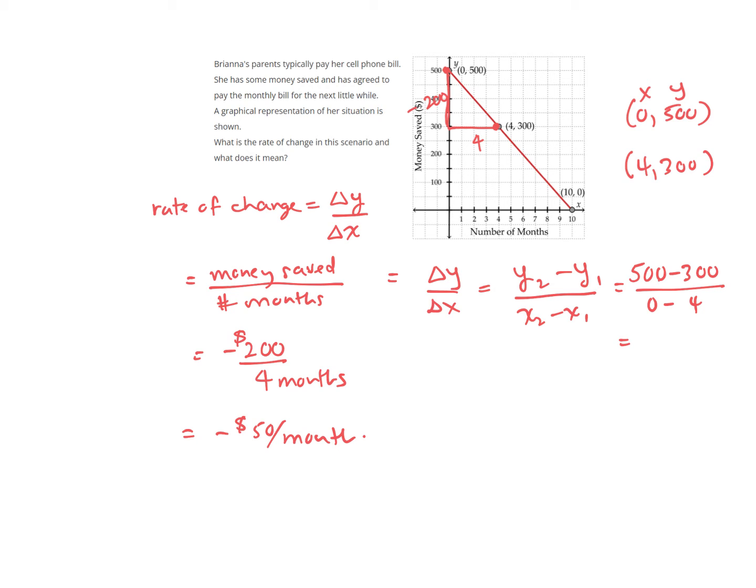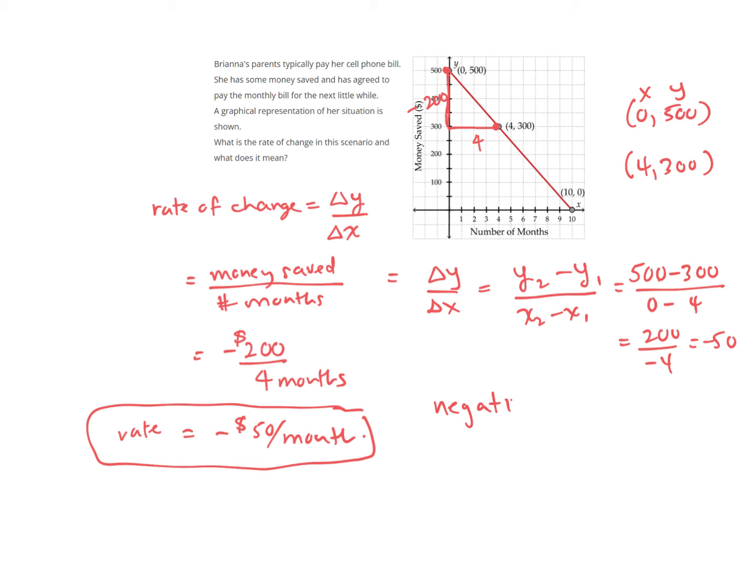So 500 minus 300 is 200. 0 minus 4 is minus 4, which is also 50. So you can count on the grid, or you can take 2 points and subtract the y's and then subtract the x's. So each case you're going to get the same result, minus $50. So it's a negative correlation. It's reducing by $50 each month.